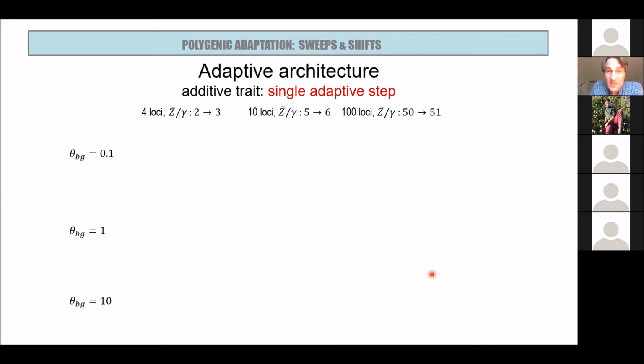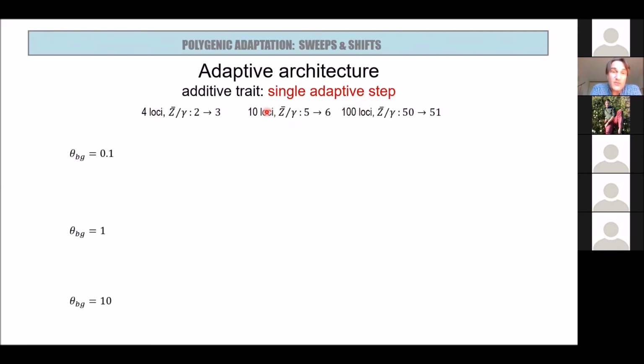All right, a bit more on the adaptive architecture, what we find here. What I'm now going to show is how this looks for the additive trait and a single adaptive step, right? So here we have 4 loci, here we have 10 loci, and here we have now 100 loci.